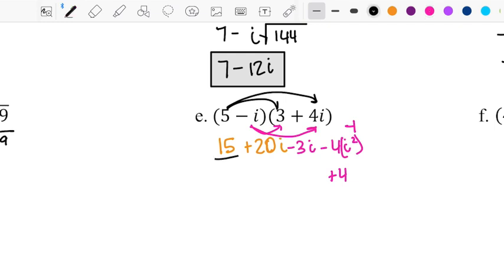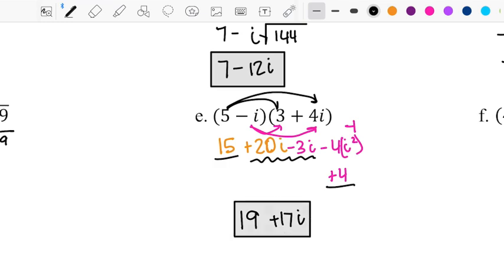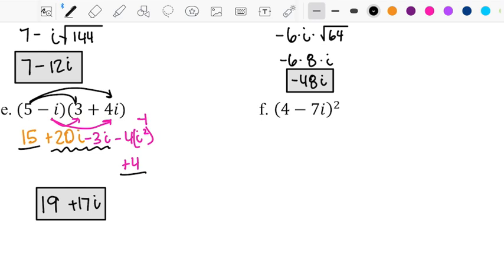So now we have some like terms here. 15 plus 4 is just 19. And 20i minus 3i is just 17i. So there you go.